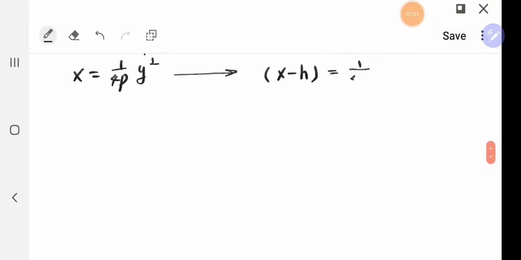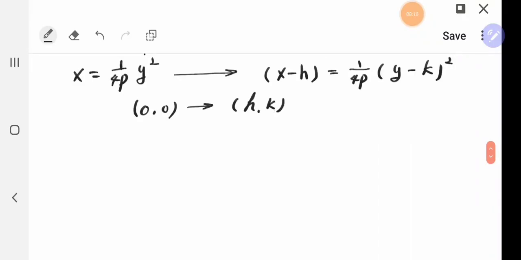Okay, how about a graph that opens right or left? If we have an equation like this, not this one, interchange x and y. So x is equal to 1 over 4p times y squared. Once you shift this horizontally and vertically, it will be x minus h is equal to 1 over 4p times y minus k squared. So we are translating the vertex from (0, 0) to (h, k). If you graph it, it looks like this.